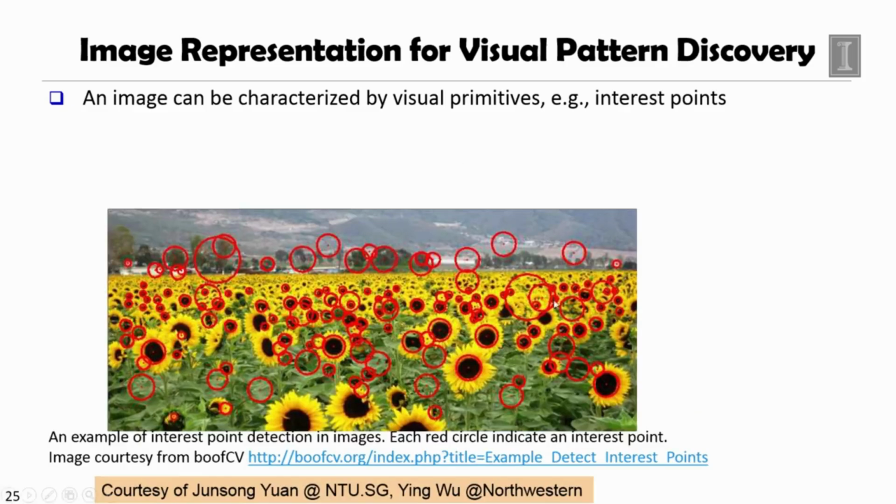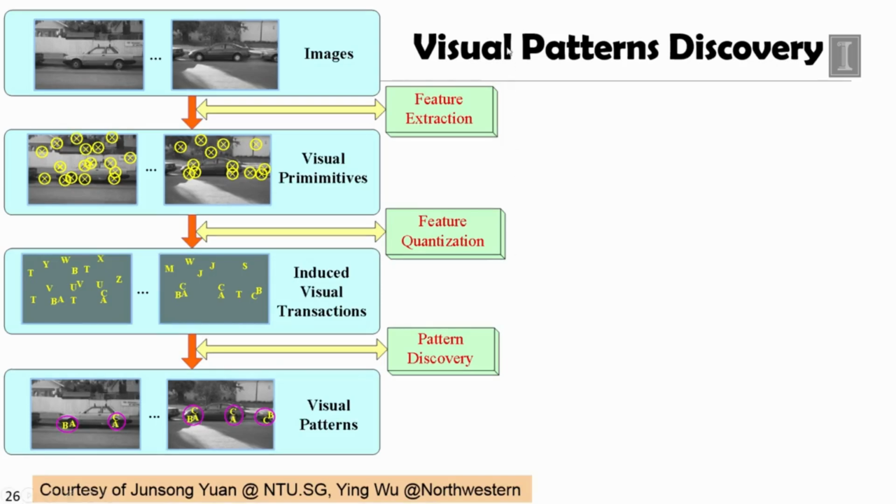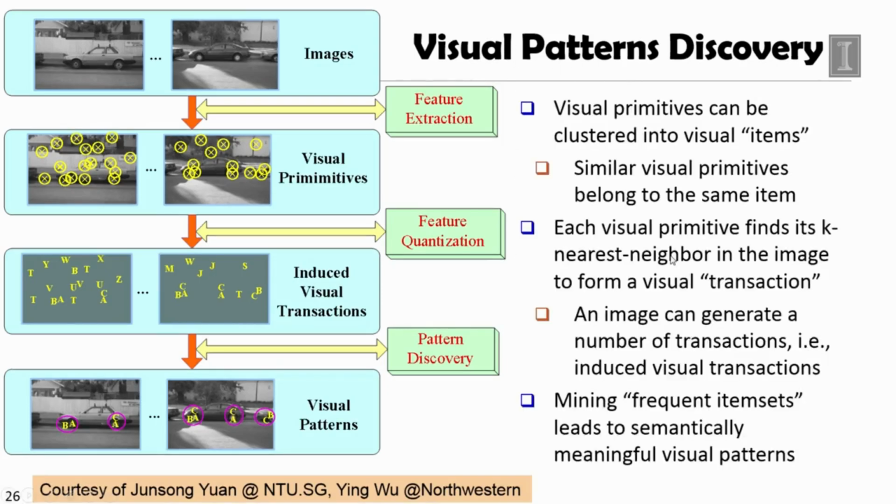We can take this picture as an example. For this image, we may find there are many interest points. These interest points we call visual primitives. Every visual primitive can be described by a set of visual features, or you can think of it as a high dimension feature vector. Each image is a collection of visual primitives. Then we study how to turn those visual primitives into patterns and how to do pattern mining on a large number of images. So we want to study the visual pattern discovery problem.